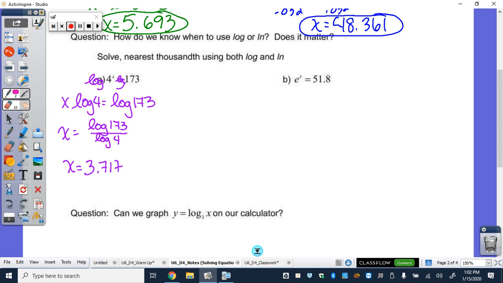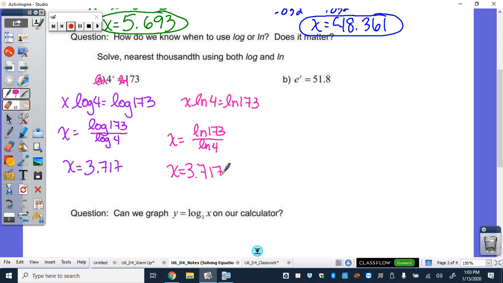So now let's use ln's and see what we get. So instead of taking the log of both sides, even though I don't have a base of e, I'm going to take the ln of both sides. So very similar, x times ln of 4 equals the ln of 173. Divide by the ln of 4. And what do we get? Same thing.